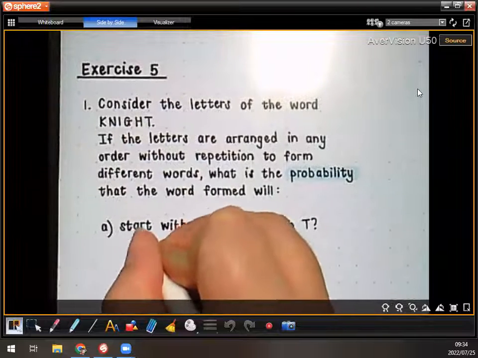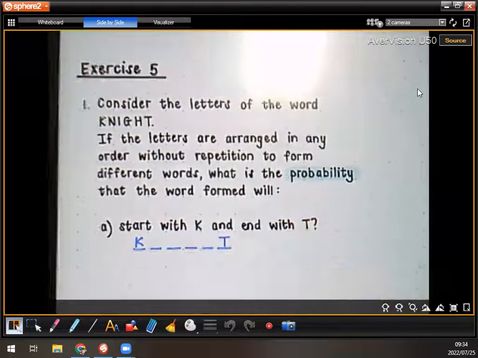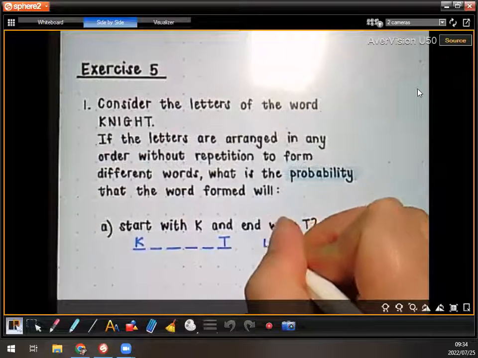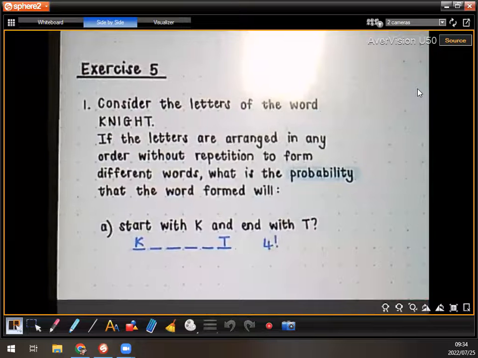The first letter has to be a K, sorry, the last letter I mean has to be a T. So how many letters are in between? 4. Are there any repeats? No. Okay, so definitely 4 factorial. That is the number of words that can form starting with a K and ending with a T. But how are we now going to talk about probability?